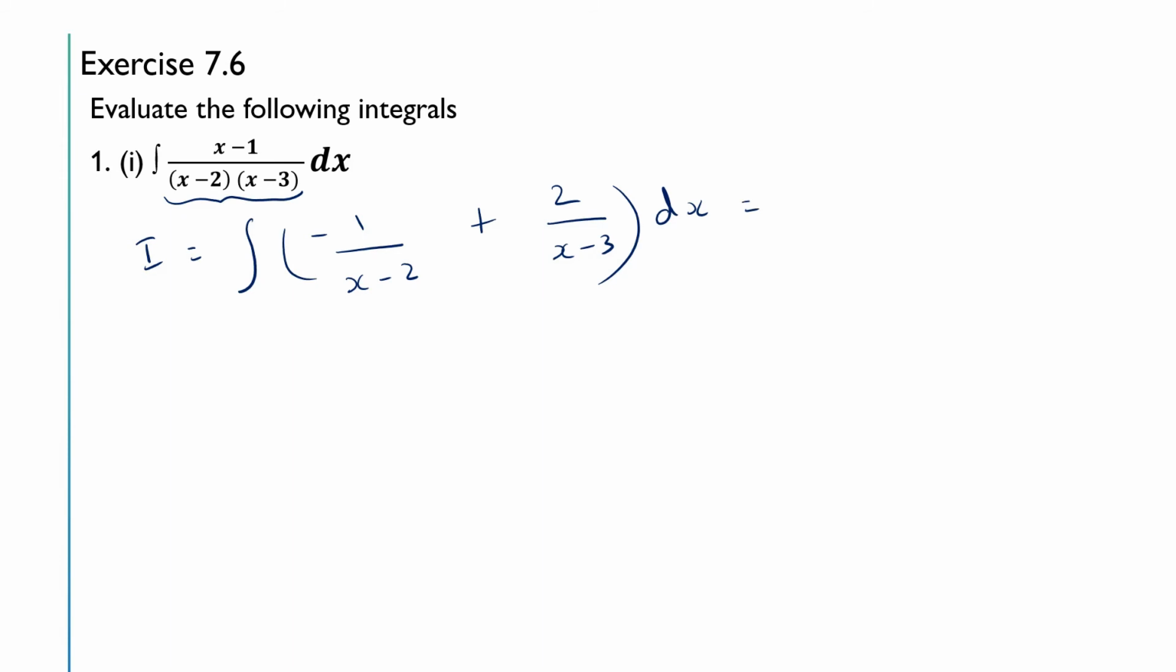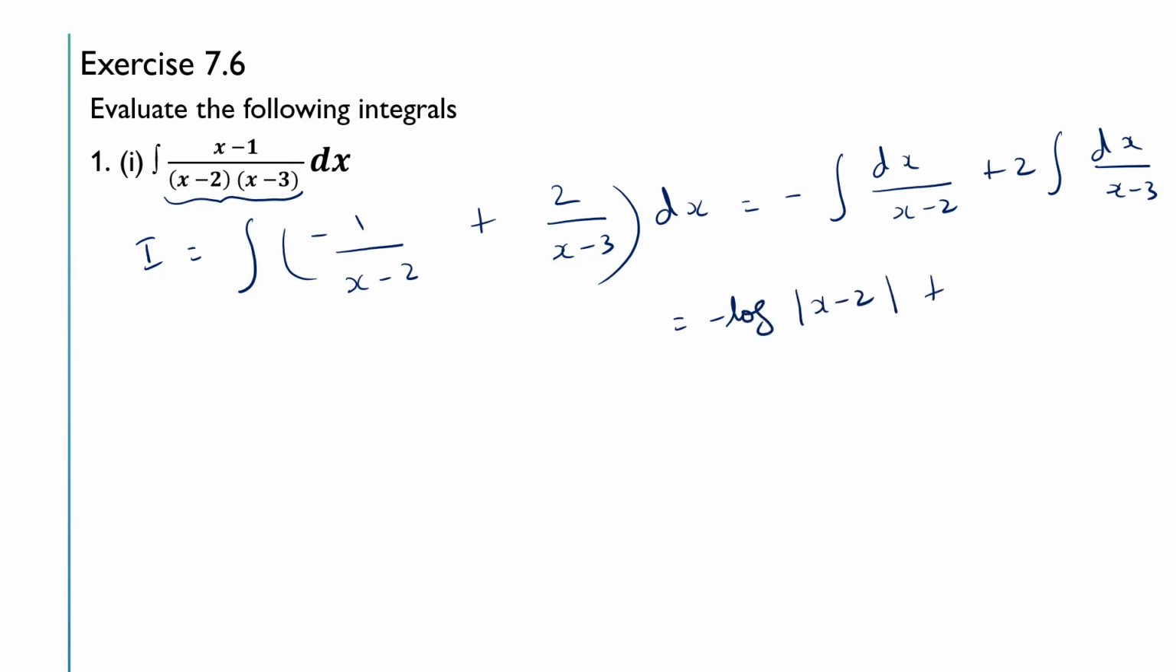So this is equal to minus integral dx by (x minus 2) plus 2 integral dx by (x minus 3). Now it is very easy. We know that integral dx by x is log x, log mod x. So here dx by (x minus 2) will be minus log mod (x minus 2) plus 2 into log mod (x minus 3) plus c.